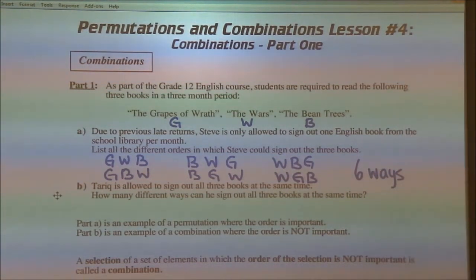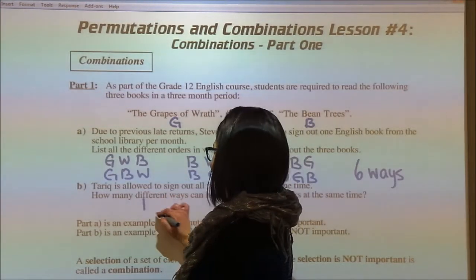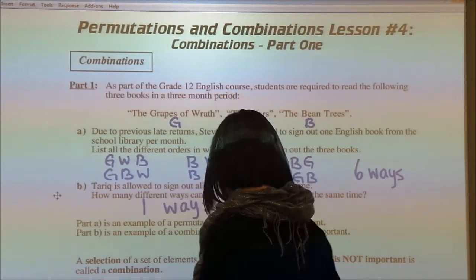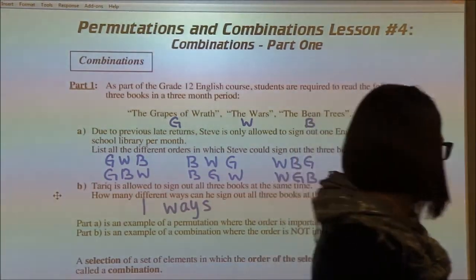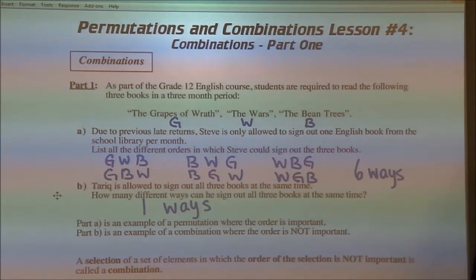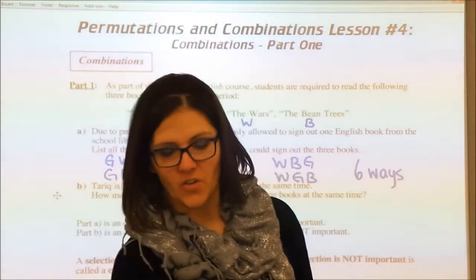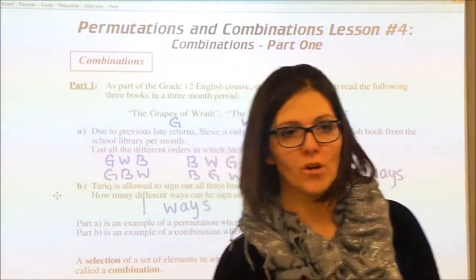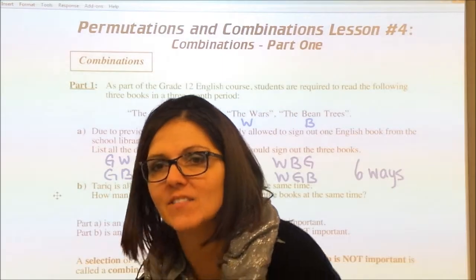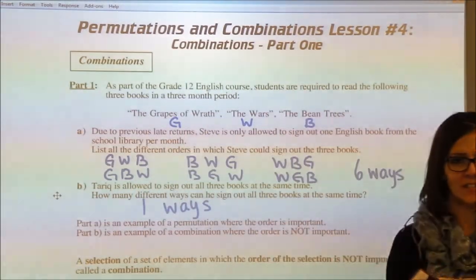Tariq, on the other hand, is allowed to take all 3 books out at the same time. So how many ways can he sign out all 3 books at once? Don't overthink it. 1 way. Okay. Because it doesn't matter when he comes up to the front desk, it does not matter if he gives the librarian The Grapes of Wrath, The Bean Trees, and The Wars, what order she scans them in, because when he leaves the library, he has all 3 books.